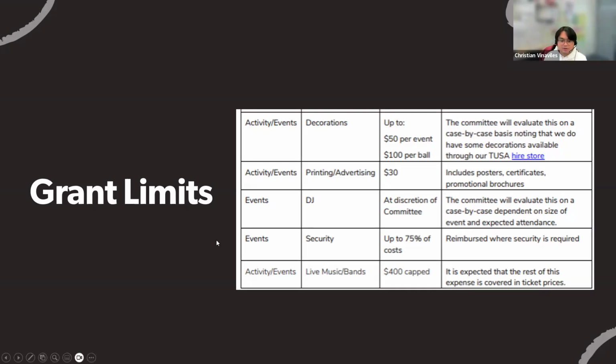For activities like live music and bands, there's also a $400 cap, and it's expected that the rest of this expense is covered by your ticket pricing, because most of the time the bands are one of the centers of the event, so therefore it's expected you cover that amount.